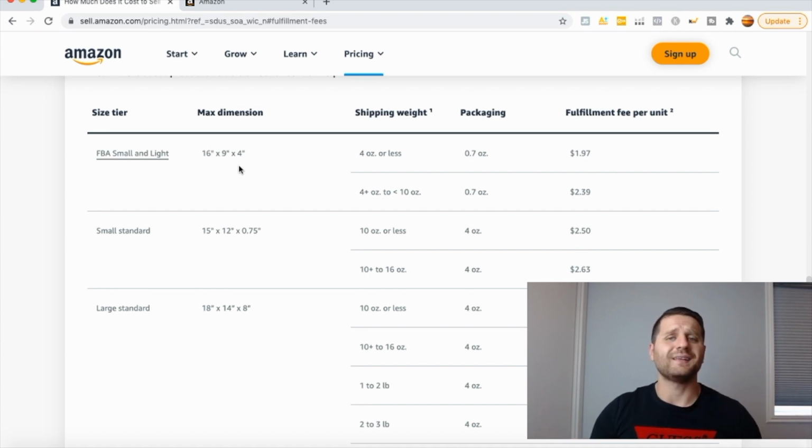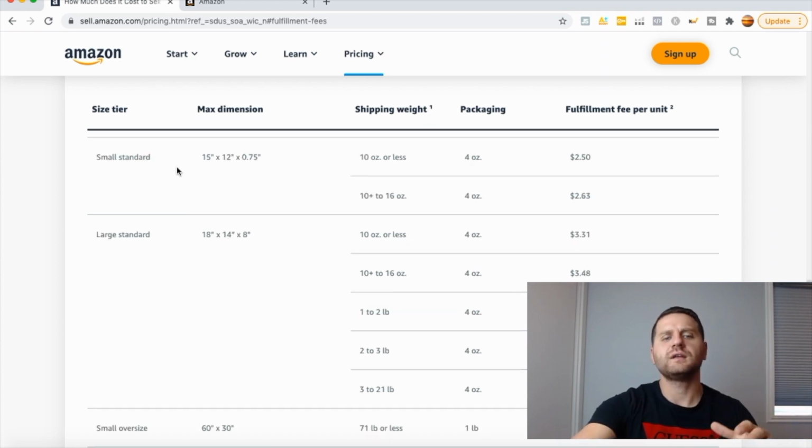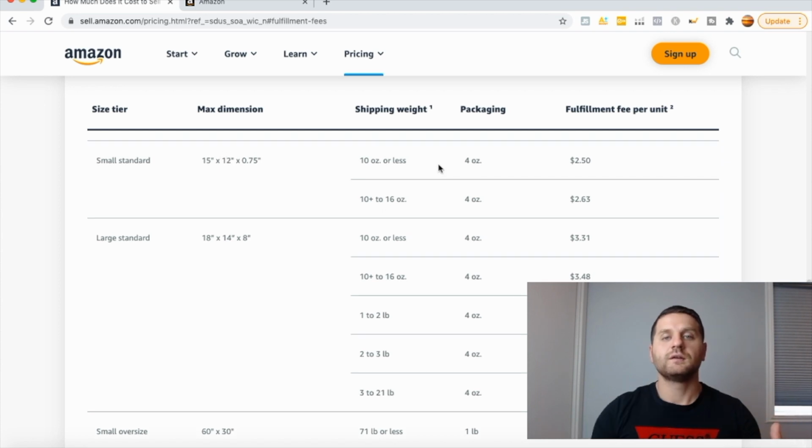So you can go ahead and ask your supplier to tell you what your product's dimensions are in its packaging. If it is below this, it is 4 ounces or less plus 0.7 ounces. Now over here it is a little bit higher because it is 4 ounces to 10 ounces, plus 0.7 ounces, which will be $2.39. Your product will be considered small standard if it is below these dimensions over here. So if your product is around this dimension and if it's around 10 ounces or less, packaging 4 ounces, 10 plus 4 is 14 ounces, your fulfillment fee will be $2.50.